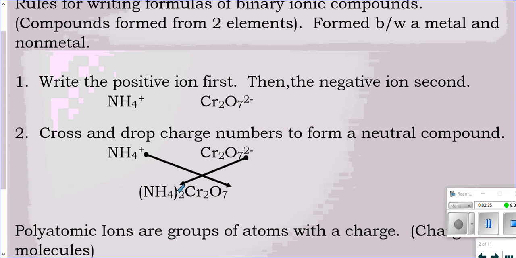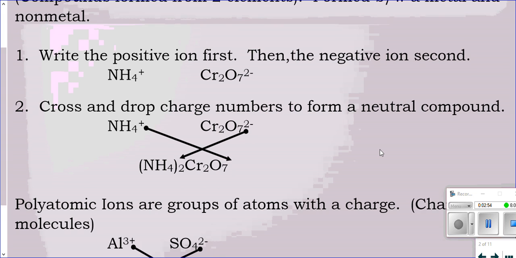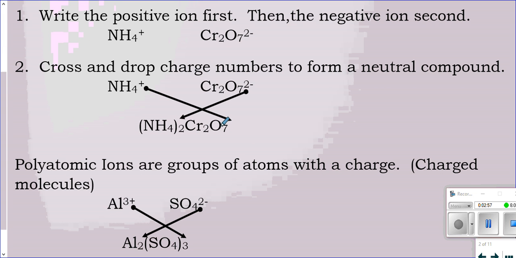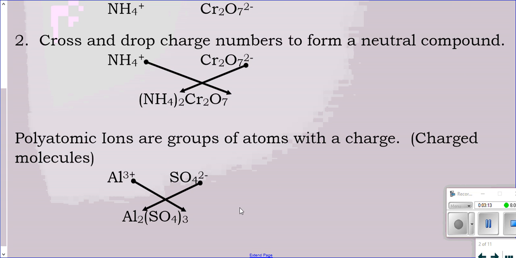So you end up with 2 ammonium that have a charge of 1, and this is understood to be 1 of your dichromate, Cr2O7, and that would cause your charges to balance out or equal out. These are polyatomic ions. These are a group of atoms that act like a single atom, and they have a charge. So they're basically molecules that have charges.